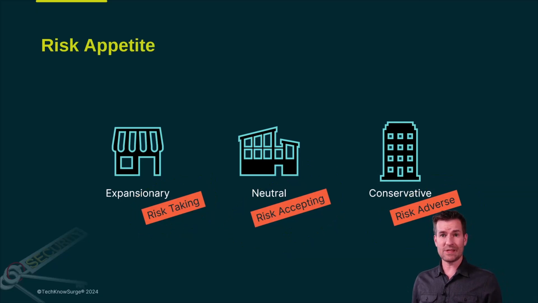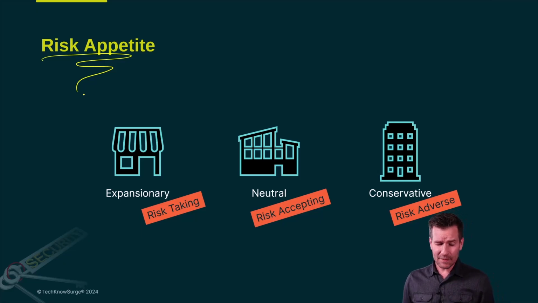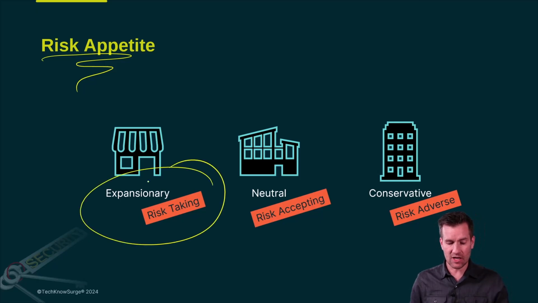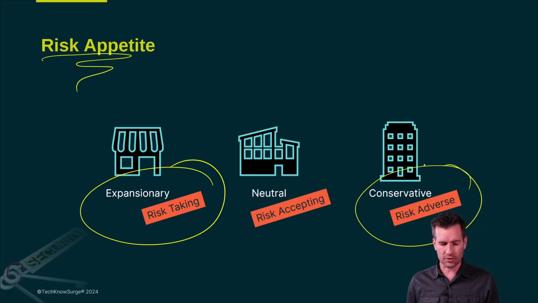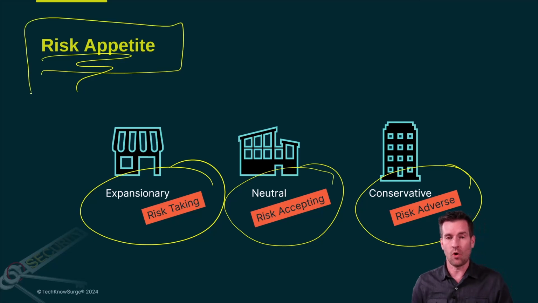Now, one of those terms that's a little more solid is this term risk appetite. The idea is, what is the appetite of the company? Are they willing to be more expansionary, risk-taking, or are they more conservative and risk-averse? Or perhaps they're in between. So this is just the risk level, or the risk appetite, that the company has.